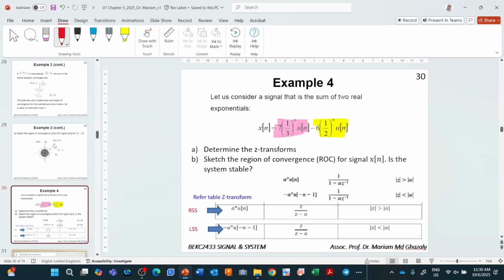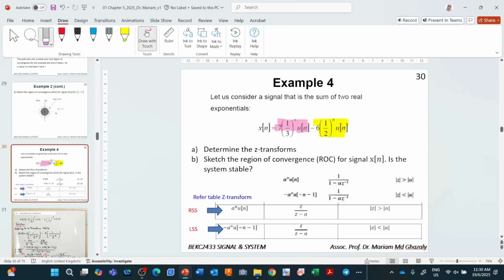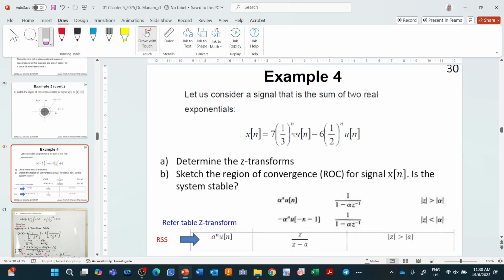So we go to this example. Let's consider a signal that is the summation of real exponentials. You are given x[n]. For Z transform, you're not going to be given x(t), because Z transform is all in discrete time, so it's given in the equation of x[n]. x[n] is given by 7 (1/3)^n u[n] minus 6 (1/2)^n u[n].